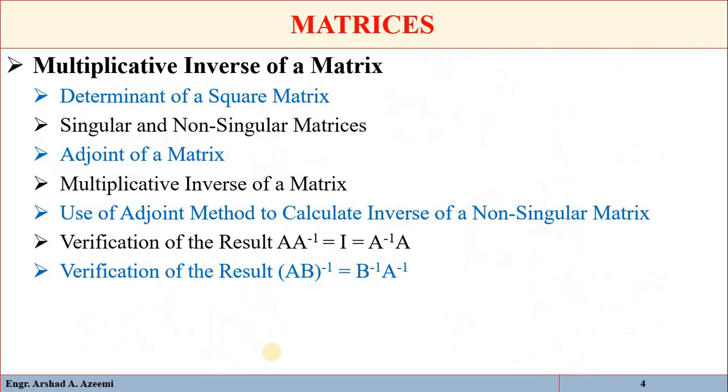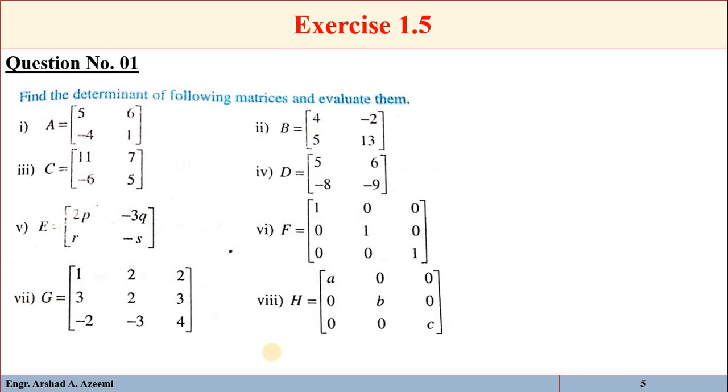So let's see question number 1: find the determinant of the following matrices. As we know, the determinant of A will be equal to the product of the primary diagonal elements, so 5 multiplied by 1, that will be 5, minus the product of the secondary diagonal elements, 6 multiplied by minus 4, so that will be minus 24.